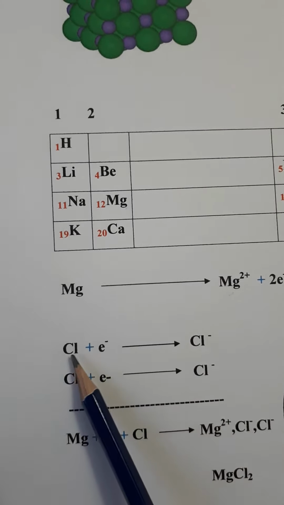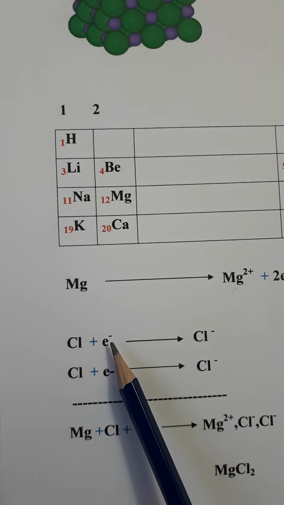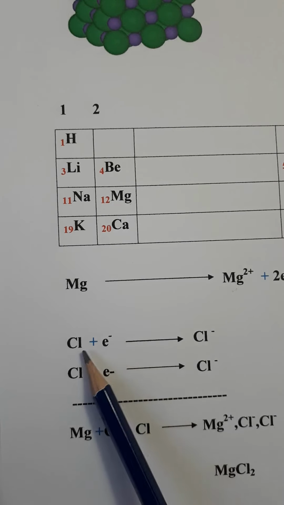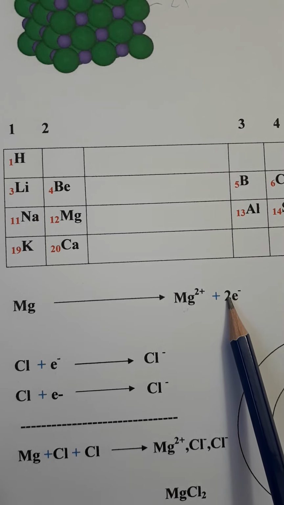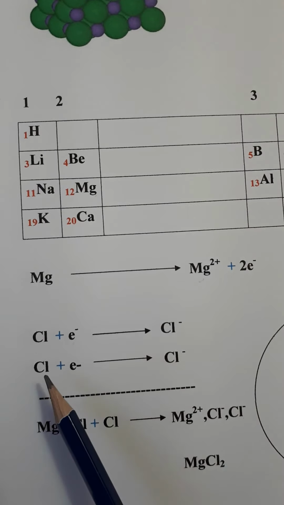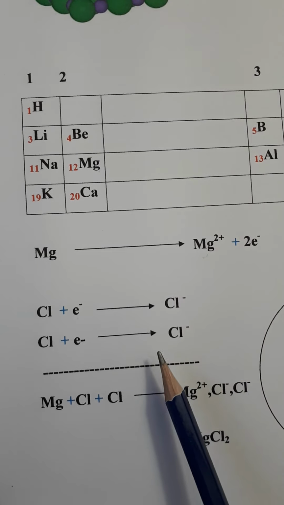But the chlorine atom can accept only 1 electron, as we said earlier. If you have doubt, you can go back and see. So chlorine atom becomes chloride ion. But there were 2 electrons. So we need another chlorine atom to get the second electron. So this is the whole story here.